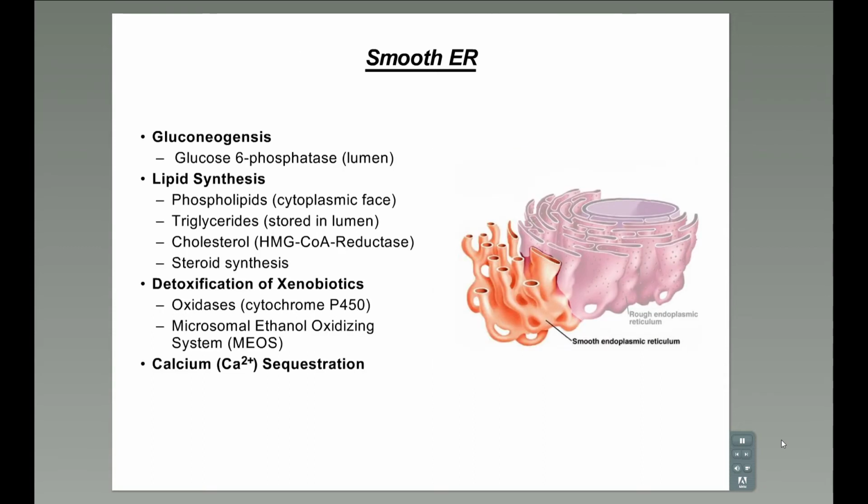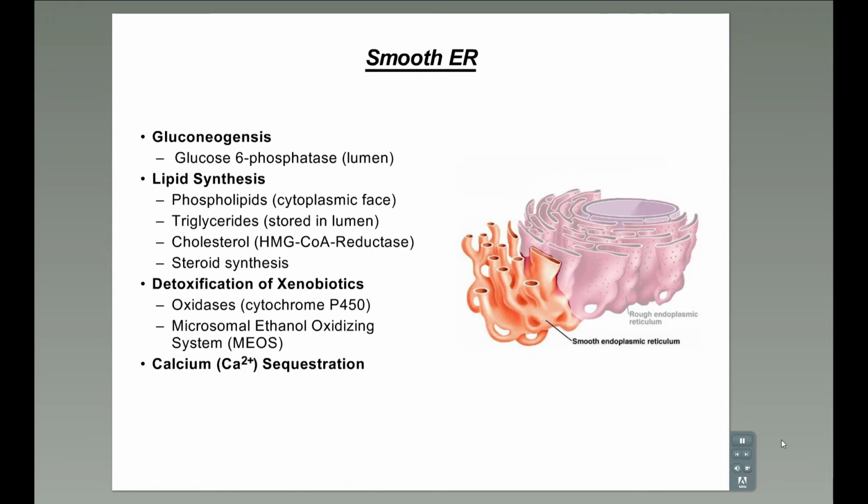In the smooth ER, a lot of small molecule and lipid synthesis takes place. For example, gluconeogenesis occurs in the lumen of the smooth ER because glucose 6-phosphatase is located there. Lipid synthesis also occurs: lots of hydrophobic compounds that the body needs are synthesized, such as phospholipids, triglycerides, and steroids. In addition, not all of cholesterol synthesis takes place in the smooth ER, but one of the key enzymes, HMG-CoA reductase, is associated with the smooth ER.